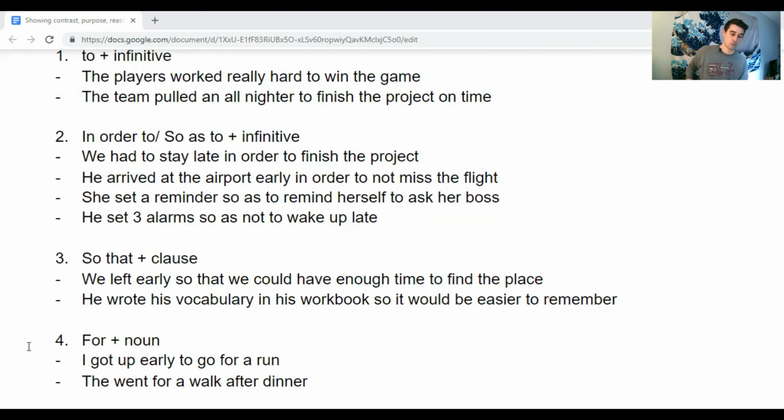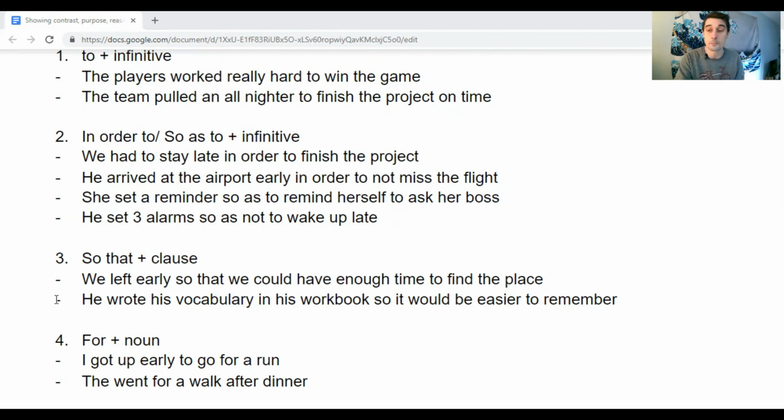Now, we use so that plus subject plus verb to express purpose. Now, we normally use a modal verb as well. So we'll have a look at this. A couple of examples. We left early so that we could have enough time to find the place. Imagine if you have a business meeting, you don't know exactly where the location is, you might leave early so that you can find the place easily. So you can see we've got the subject, we've got the modal verb could as well.